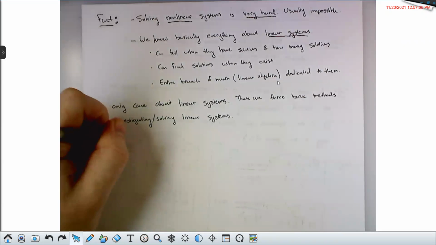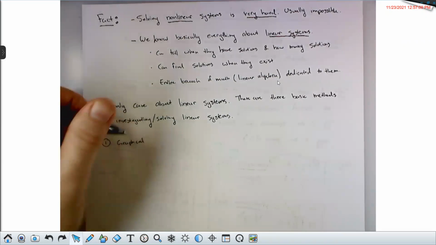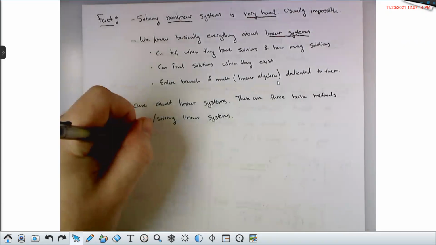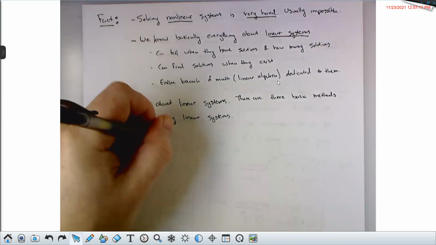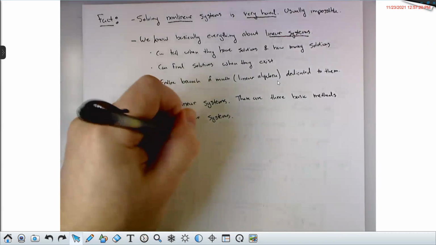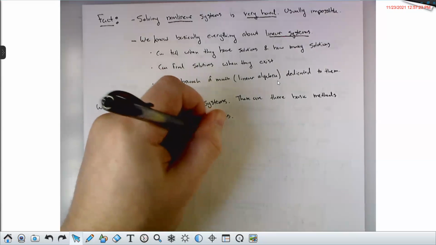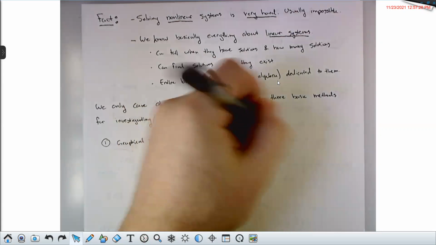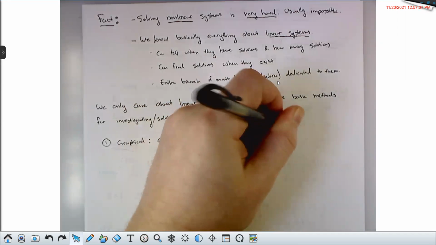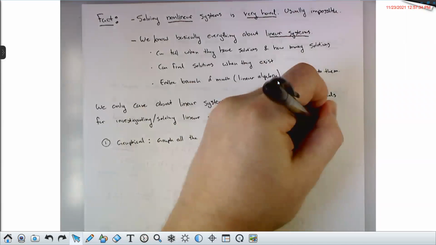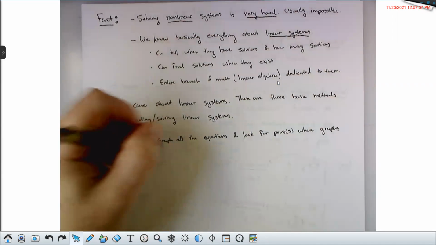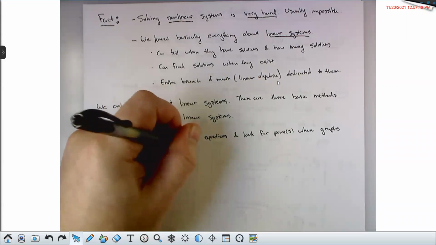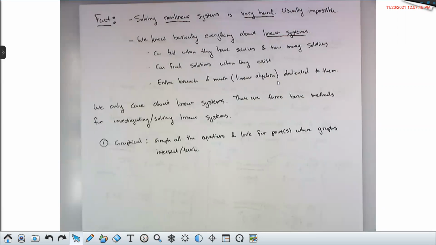The first, your book calls the graphical method. This is where you graph all the equations and look for the point or points where the graphs intersect or touch. Okay, that point would be the solution.